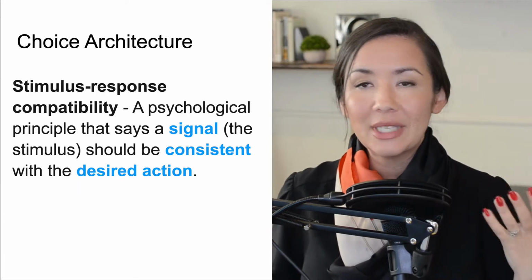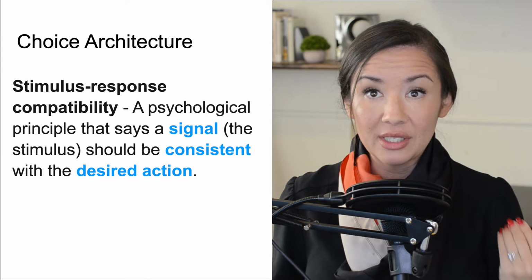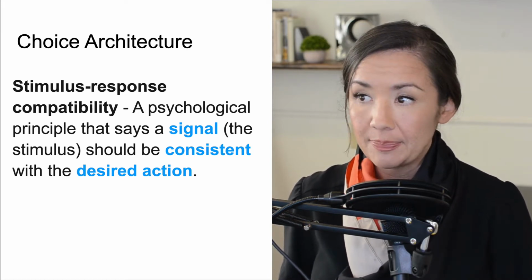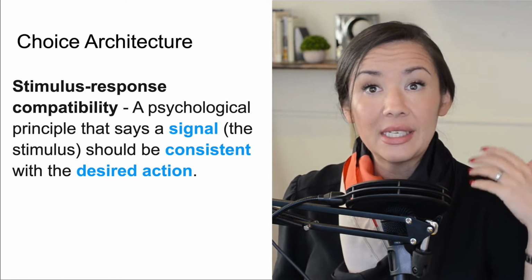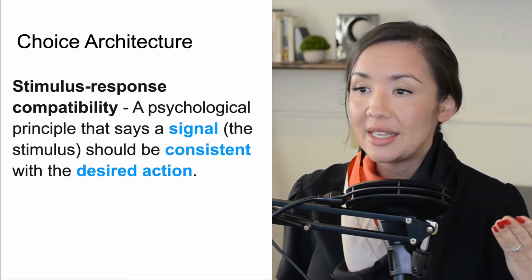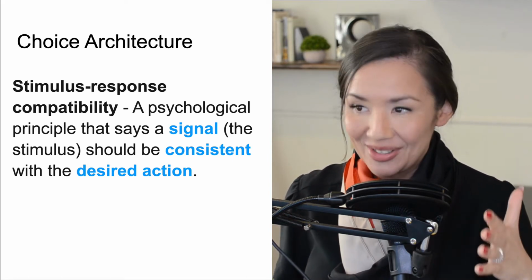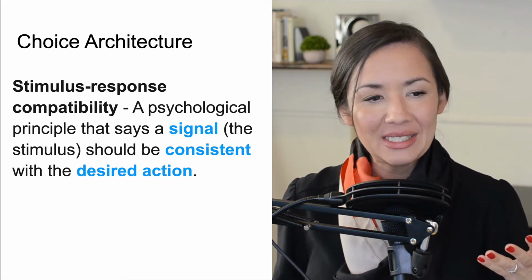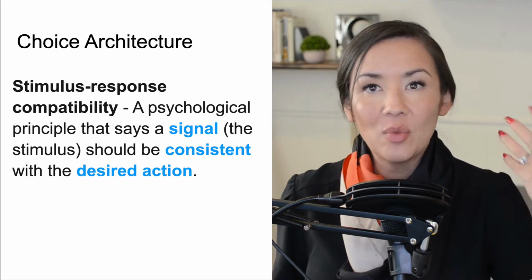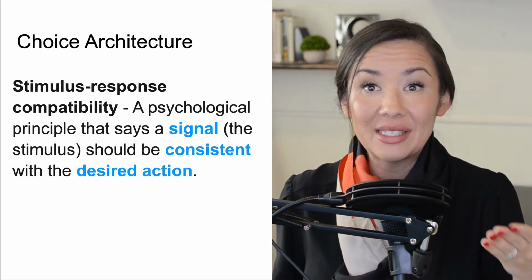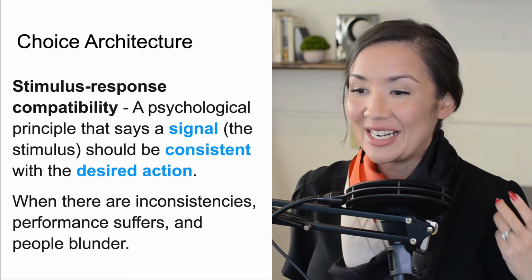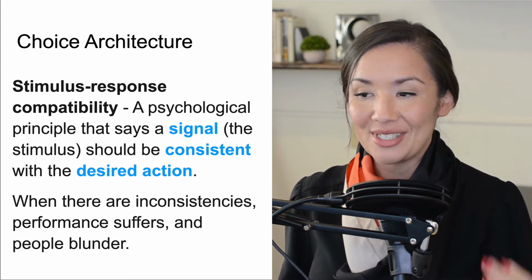Now, one key idea with this choice architecture system is that there should be a stimulus response compatibility. Stimulus response compatibility is a psychological principle that says the stimulus or a signal should be consistent with the desired action, meaning that when you provide someone with information or a stimulus, it should lead to your desired action. When there are inconsistencies, performance suffers and people blunder.